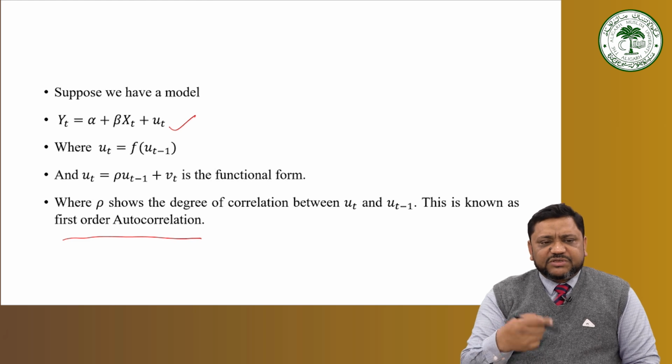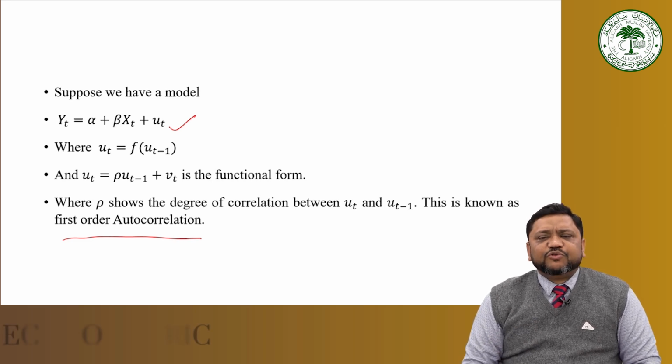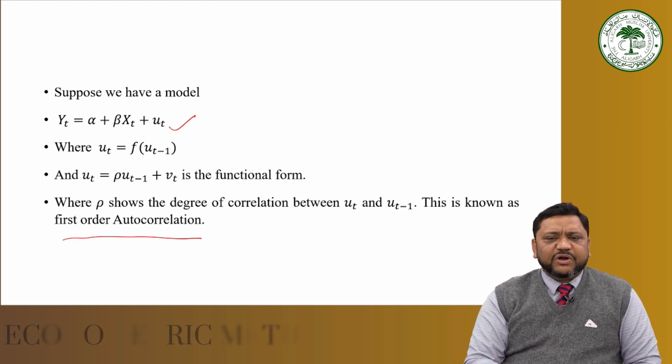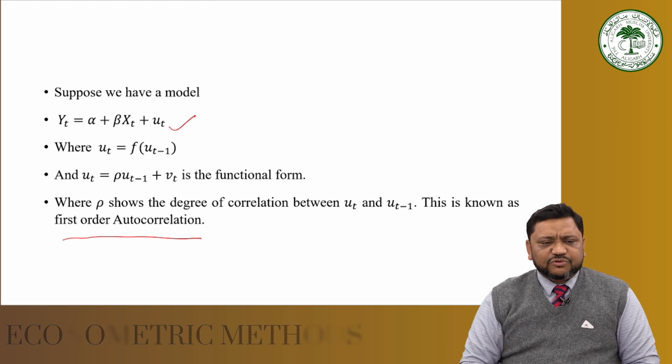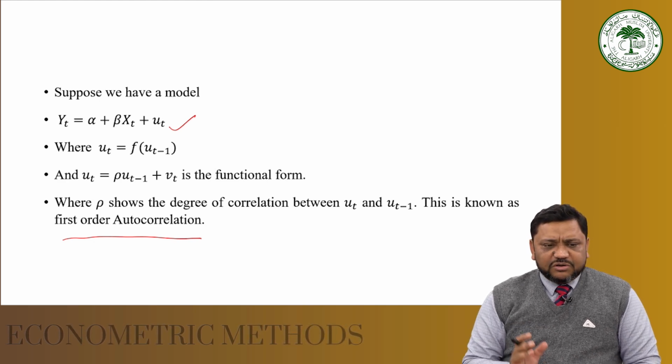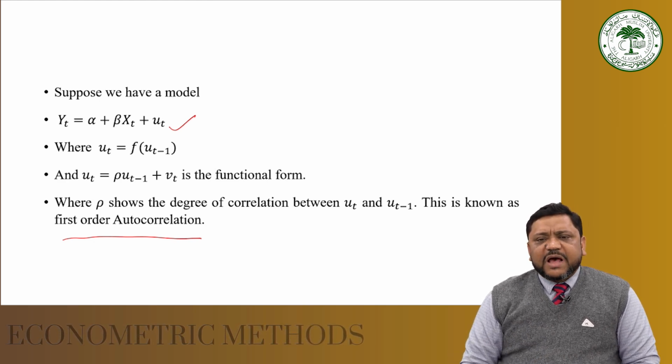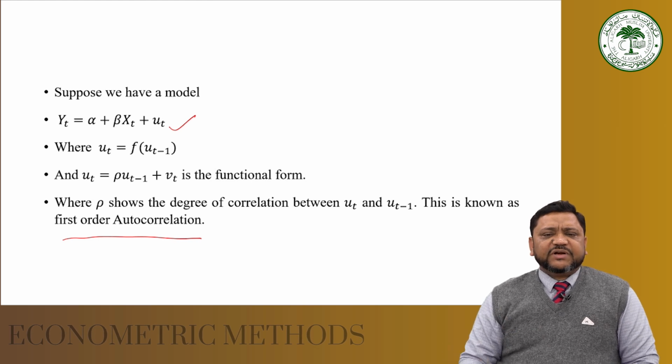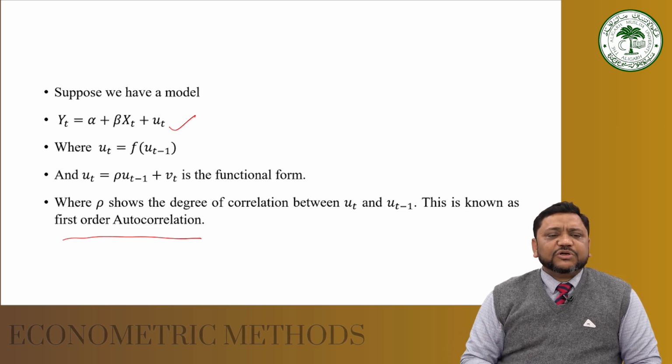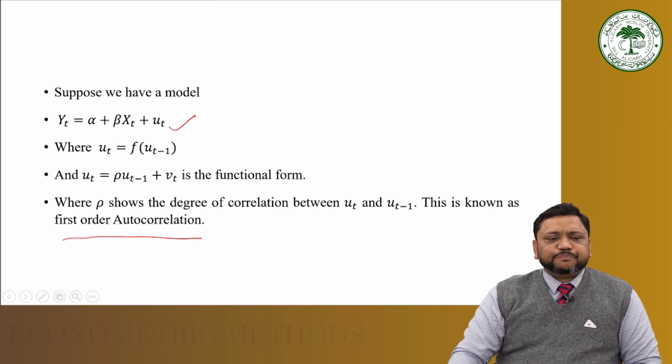Here the time gap between two values of an error term, like one in 2019 and the other in 2020, is one, so it is called first order autocorrelation. And if the time gap between the two values is 2, then we call it second order autocorrelation.